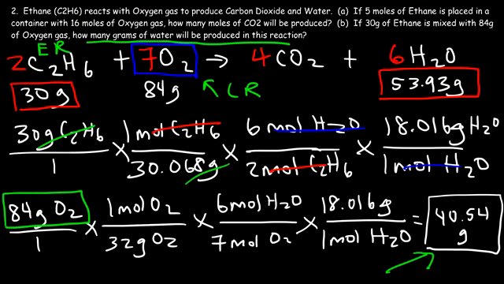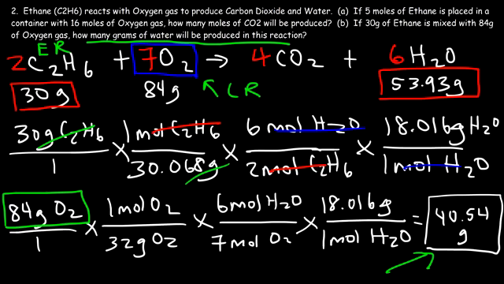So O2 is the limiting reactant. It determines the grams of product that is produced, which is the theoretical yield. The theoretical yield could be the moles of product or the grams of product. It's simply the maximum quantity of product that can be formed in a reaction. So what this means is that if all of the 84 grams of O2 reacts, which it will because it's the limiting reactant, only 40.5 grams of water will be produced.